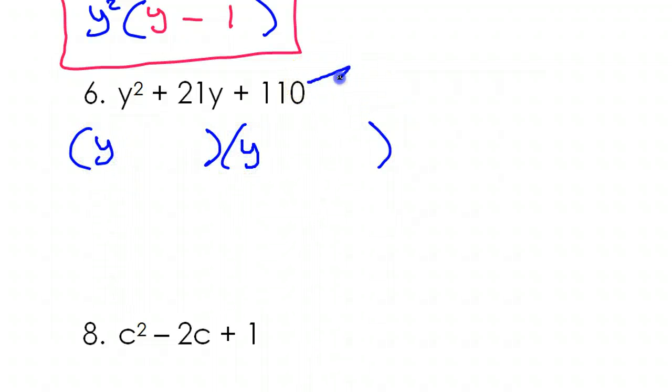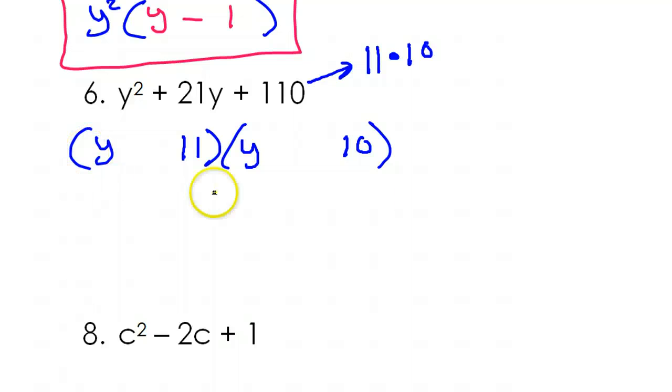Now when I look at 110, the first thing I think about is this could be 11 times 10. 11 times 10 is 110. And looking at the 21, this is actually looking pretty good. So 11 times 10 it is.